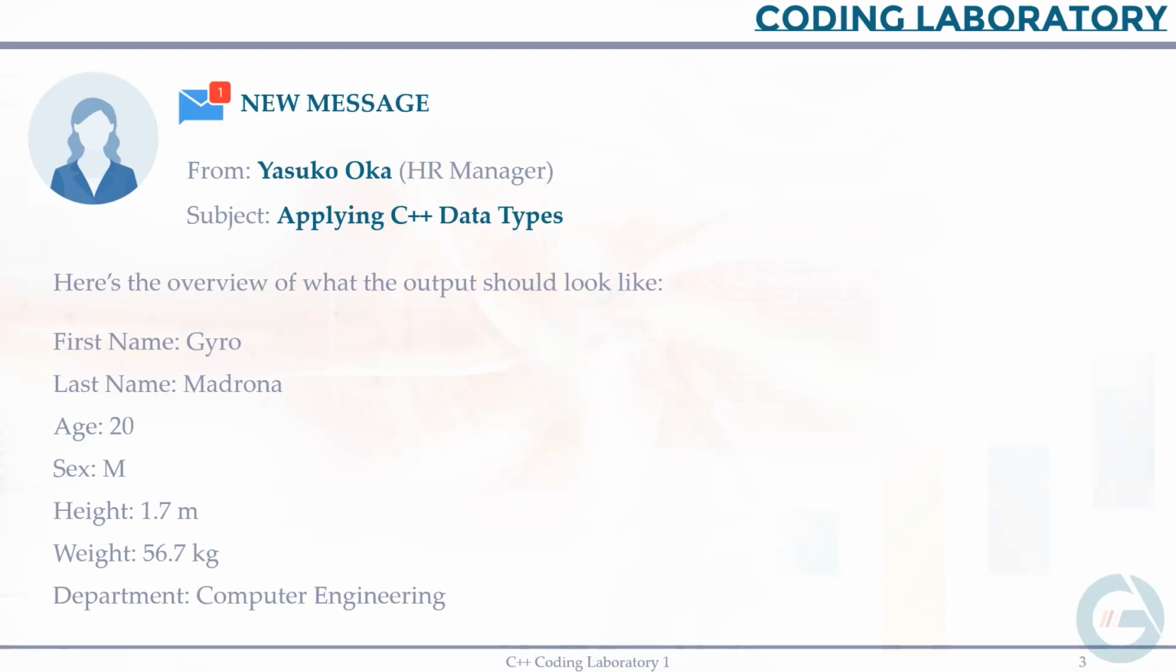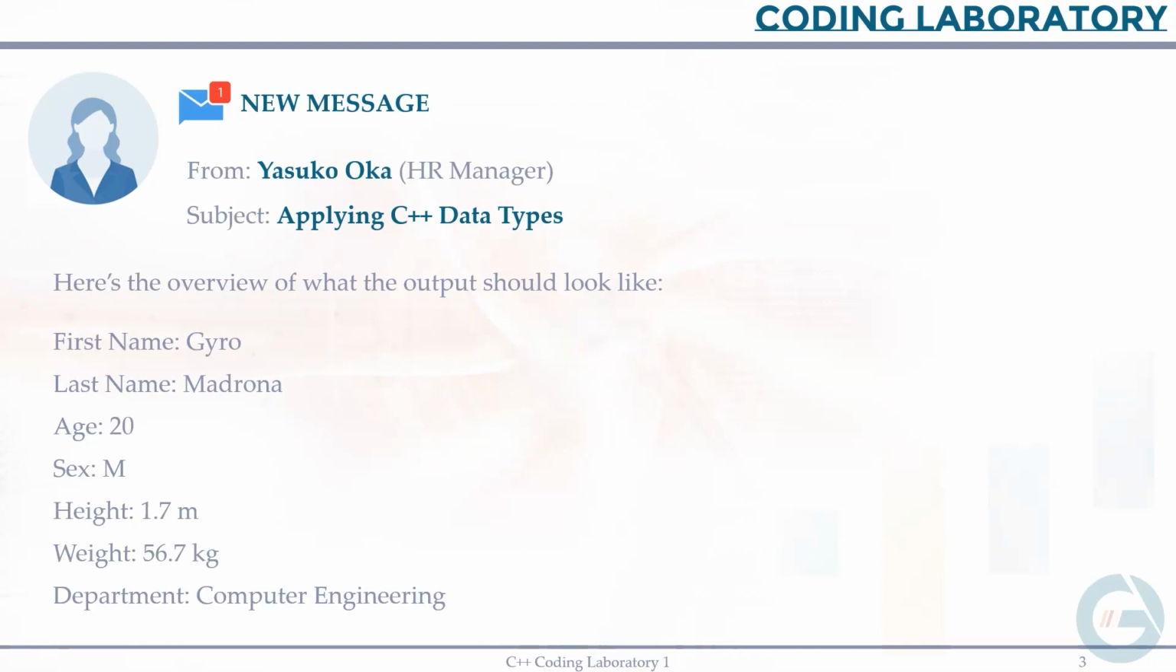As you can see in the program output, we have the first name. We need the storage for that. What's the data type for that? We have a string of characters, so of course the data type is string. For the first name, last name, and the department, all are string. For the age, since that is a whole number, that is int, or integer.